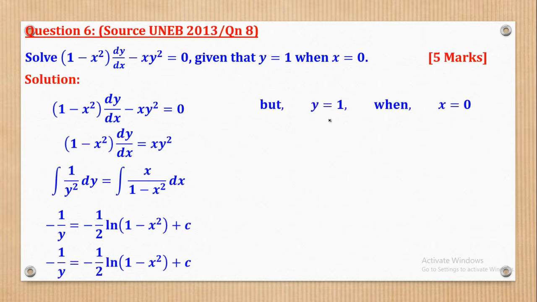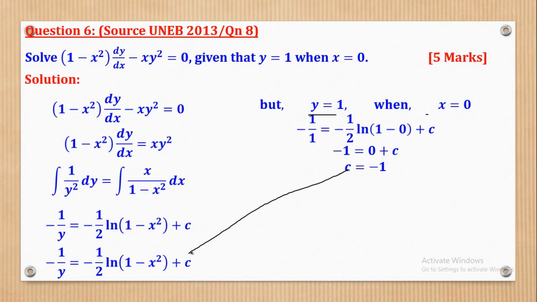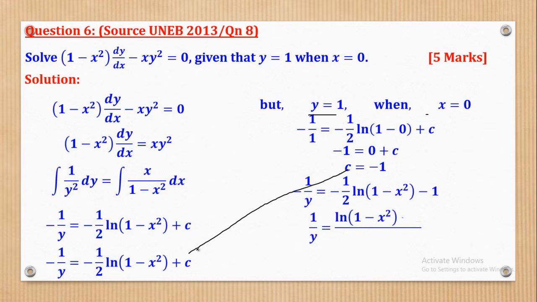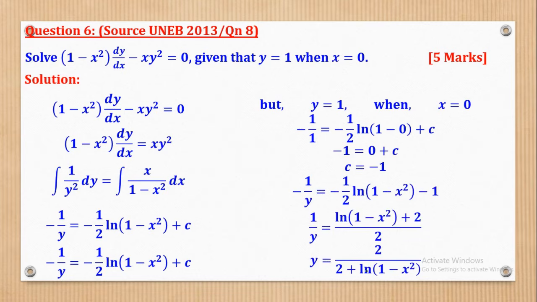But I already know that y is equal to 1 when x is equal to 0, so I'll come and substitute for y and for x to come up with the value of c. After that, I shall substitute here to come up with the particular solution. Therefore, y is equal to 2 over 2 plus ln 1 minus x squared.